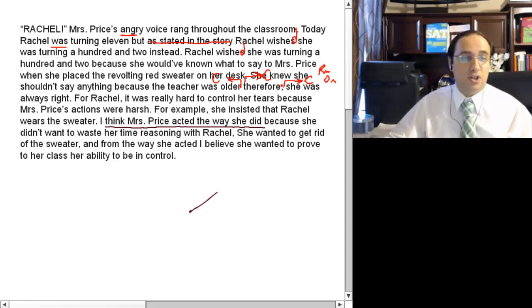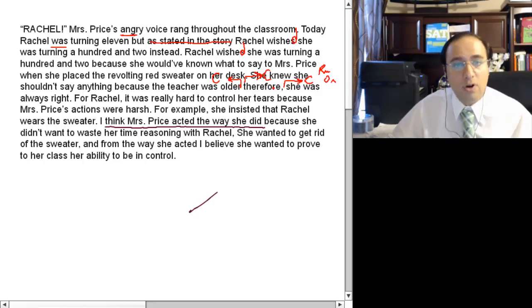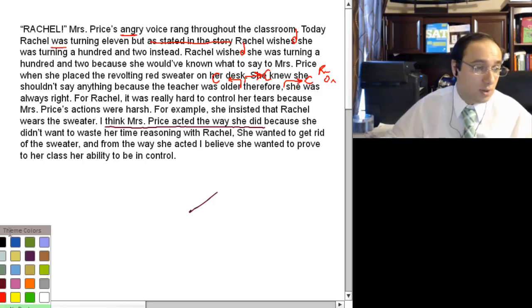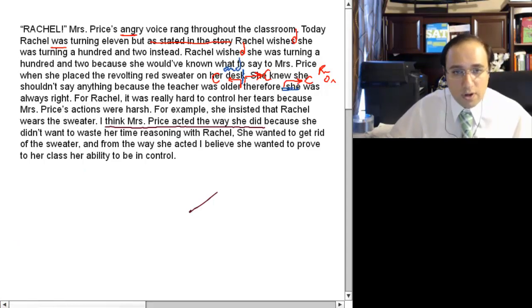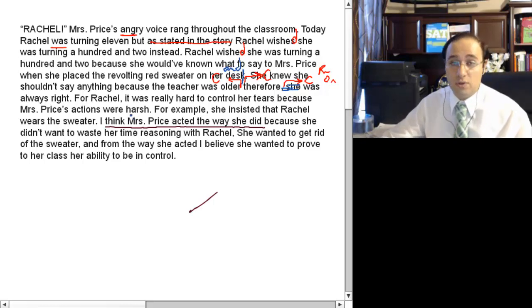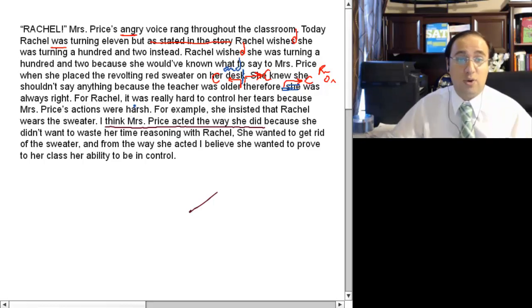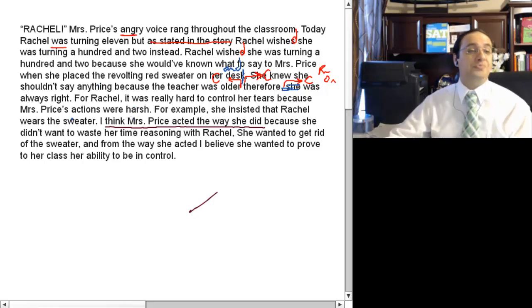So, how should it be written? She knew she shouldn't say anything because the teacher was older and therefore always right. So, because the teacher was older and therefore, remove the comma, remove "she," was always right. That's a better way to write it so that you don't have a run-on sentence.